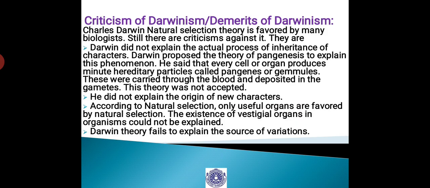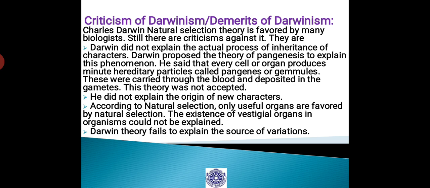So, Charles Darwin's natural selection theory is favored by many biologists. Still, there is criticism or there are some lacunae in it, and they are: Darwin did not explain the actual process of inheritance of characters as it was explained by Mendel. Darwin proposed the theory of pangenesis to explain this phenomenon, and he said that every cell or organ produces minute hereditary particles called pangenes or gemmules, and these were carried through the blood and deposited in the gametes, and then it will be transferred to the next generation.